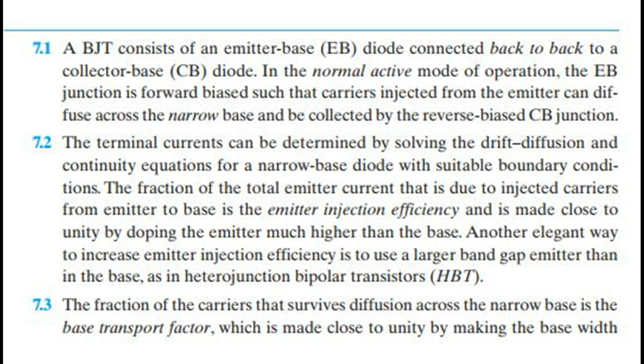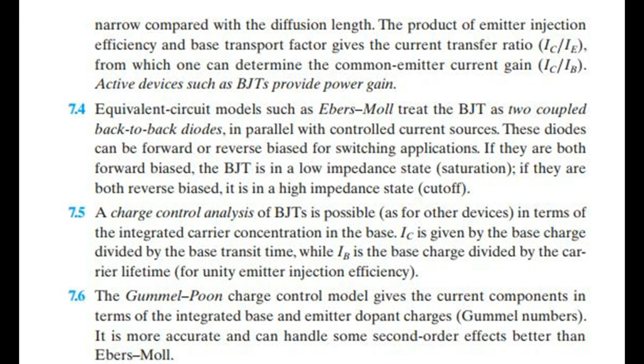7.3 The fraction of the carriers that survives diffusion across the narrow base is the base transport factor, which is made close to unity by making the base width narrow compared with the diffusion length. The product of emitter injection efficiency and base transport factor gives the current transfer ratio, IC/IE, from which one can determine the common emitter current gain, IC/IB. Active devices such as BJTs provide power gain.